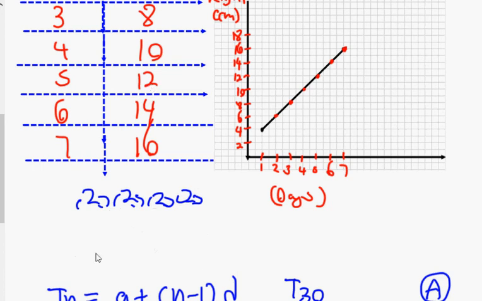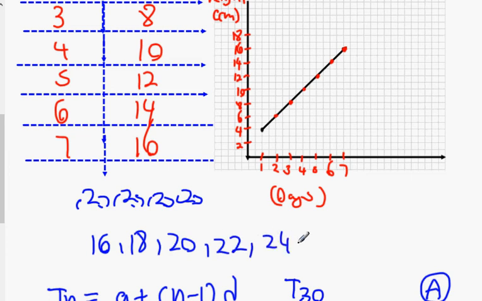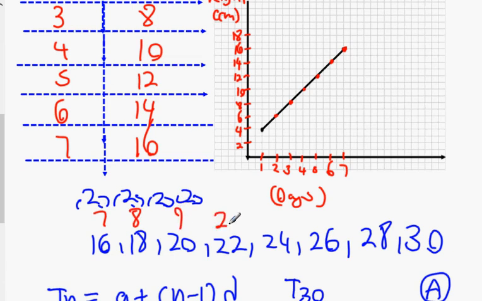We also could have done this, couldn't we? We could have said, count upwards. 16, 18, 20, 22, 24, 26, 28, 30. 16 was the seventh day. That's the eighth day. That's the ninth day. That's the tenth day. 11, 12, 13, and 14. Two different ways of getting the same answer. Both are worth full marks.